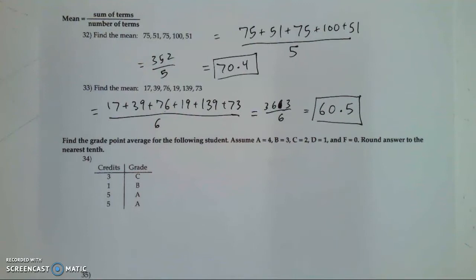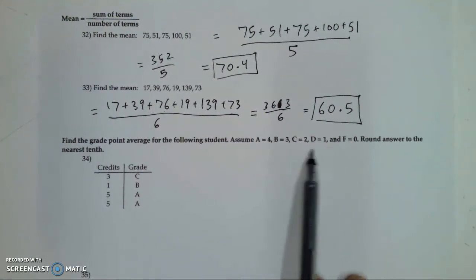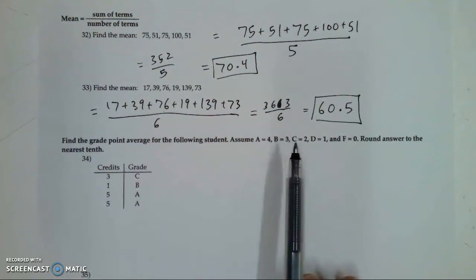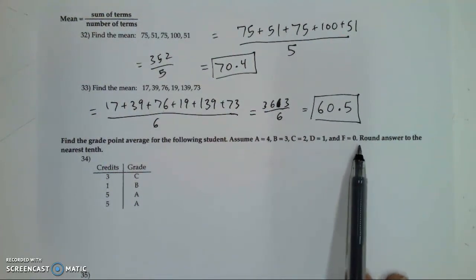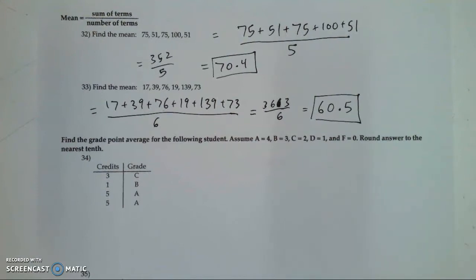One application for the mean is finding a grade point average. So let's go ahead and see what that looks like. Now this will be given to you. So an A is worth 4 points, B is worth 3, C is worth 2, D is worth 1, and F is worth 0. So you do not need to have that memorized.